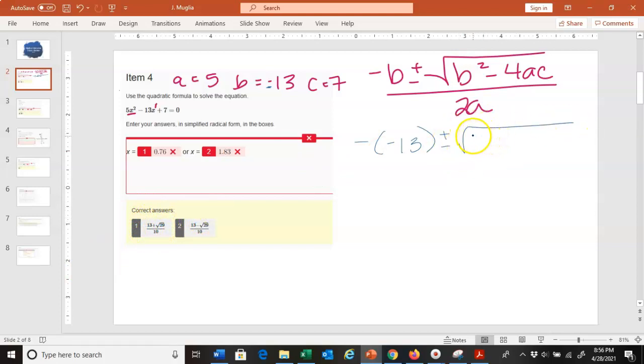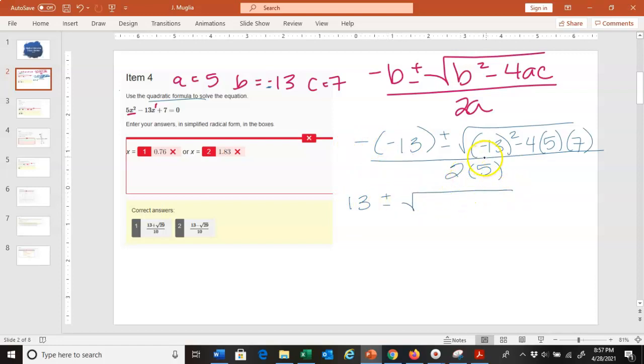All right, and we'll plug in B again. That's negative 13. And then A is 5 and C is 7. Once you have the numbers plugged in, it's going to be using PEMDAS, order of operations, and your calculator. Just be careful when you use your calculator. I wouldn't recommend plugging this whole thing in because they don't want a decimal answer. They want it in this simplified form using the quadratic formula. So negative times negative, that's a positive.